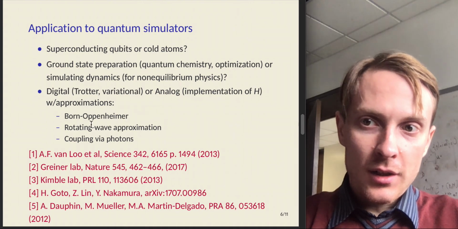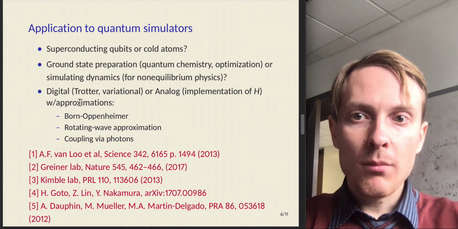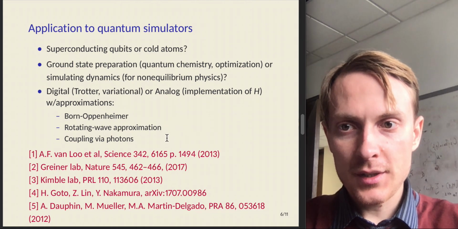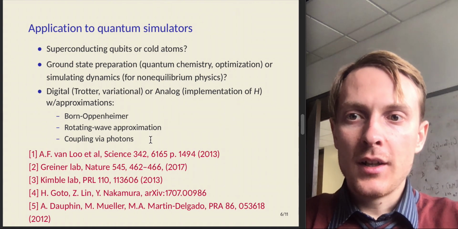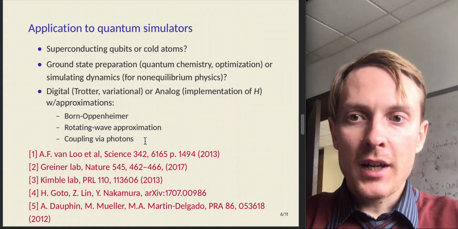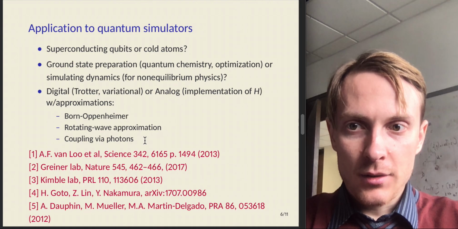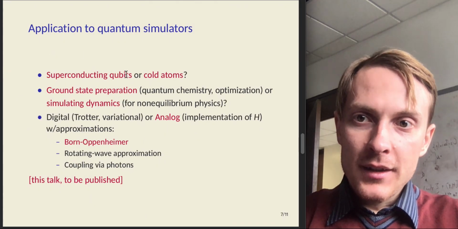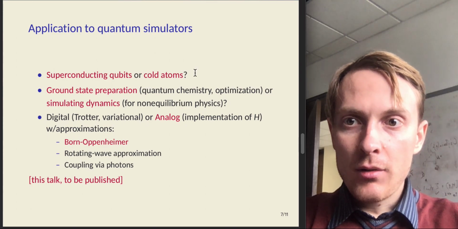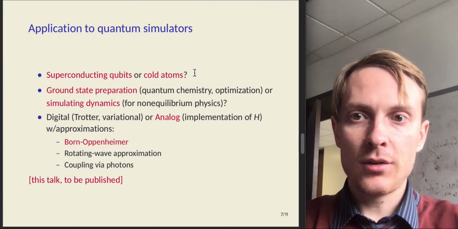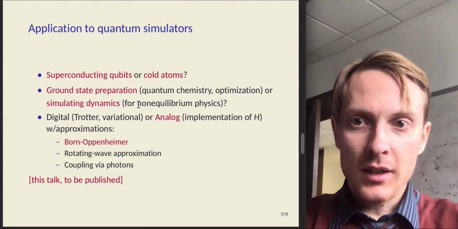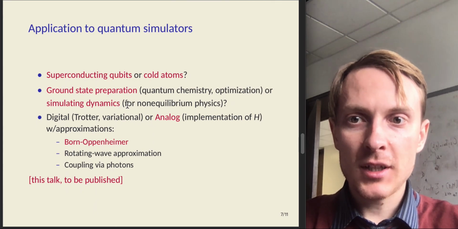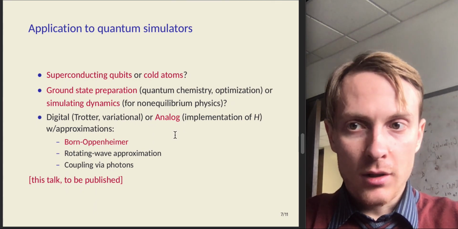If they do use the analog approach to quantum simulation, they probably use some approximations to implement the effective Hamiltonian, from which the first 2 we already described. And the third one is coupling via waveguide, which is a little bit more complicated than the other 2. Our method that we presented just now applies to both superconducting qubits and cold atoms. It is meaningful to use it in the context of ground state preparation and simulating dynamics, and of course it is about the analog.